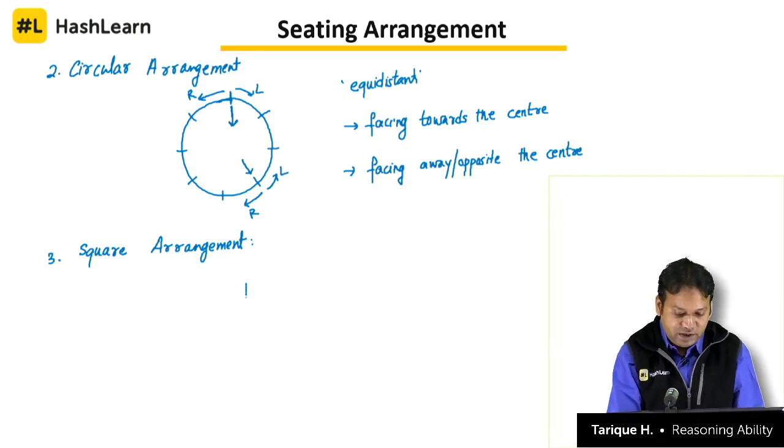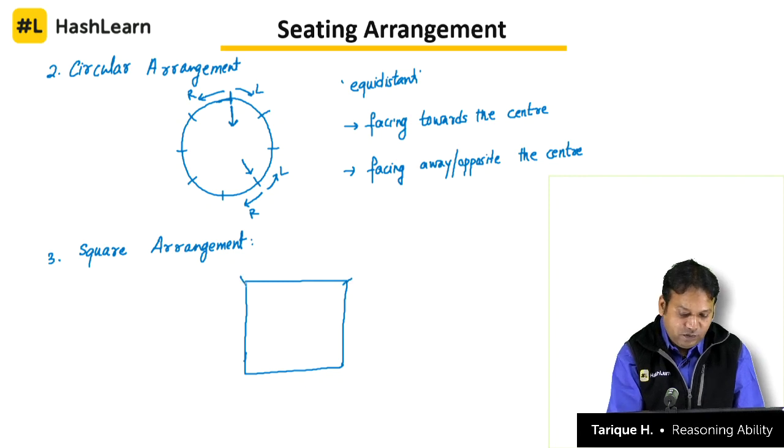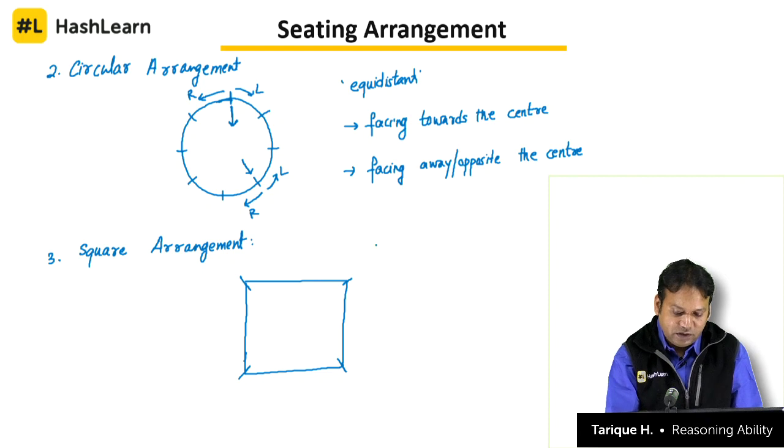So let's say there are 8 persons seated around a square table, such that 4 of them are at the corners. So these are the 4 corners. So 4 are at the corners. These are your corners, right?